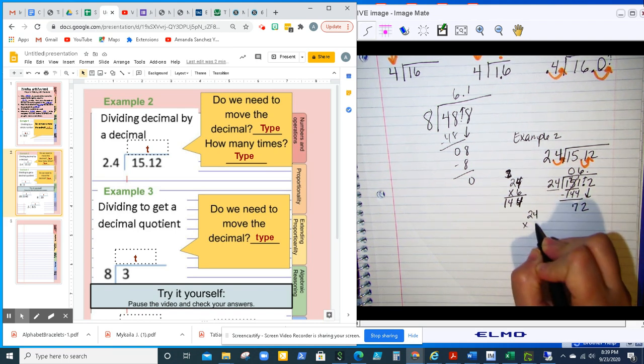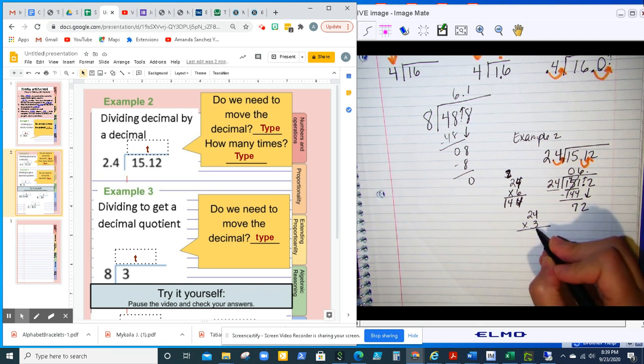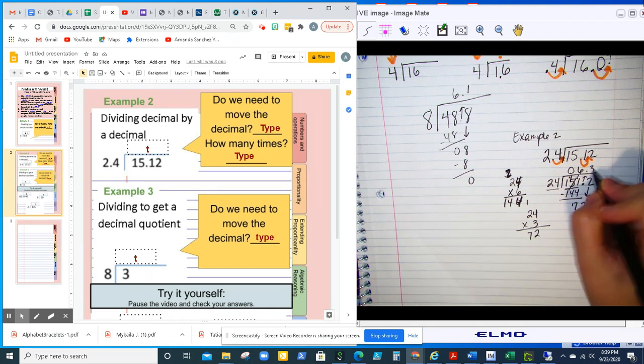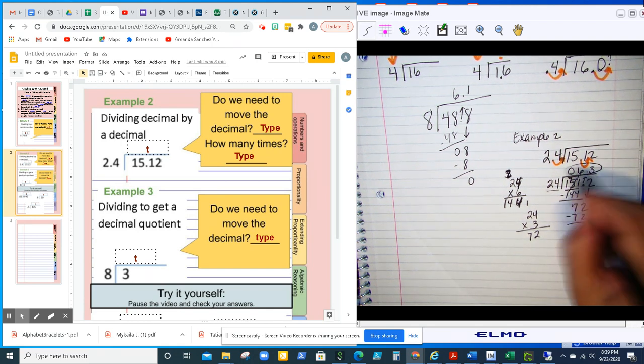Okay, I'm thinking 3. So 24 times 3, 4 times 3 is 12. Carry the 1. 3 times 2 is 6, plus 1 is 7. Awesome. So now you put your 3 minus your 72. So here's our value. That's our answer.